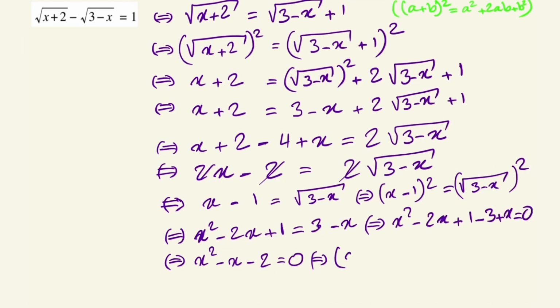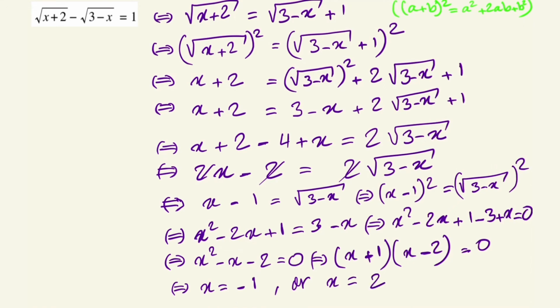So let's do that. We will have (x minus 2) times (x plus 1) equal to 0, and the solution is going to be x equal to minus 1 or x equal to 2. So we see here we have two solutions.